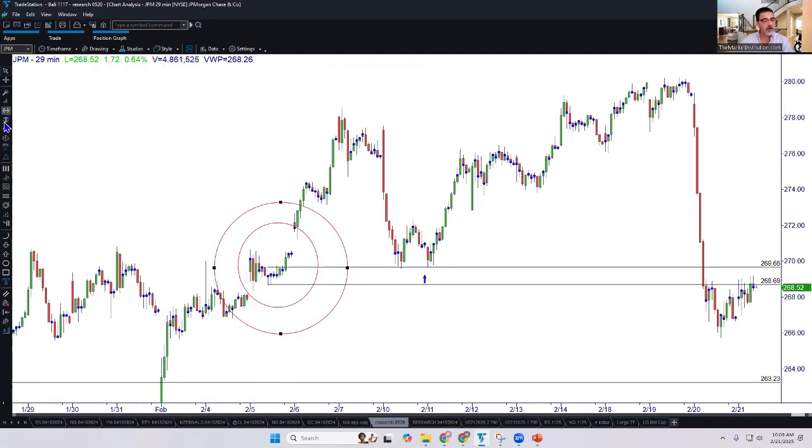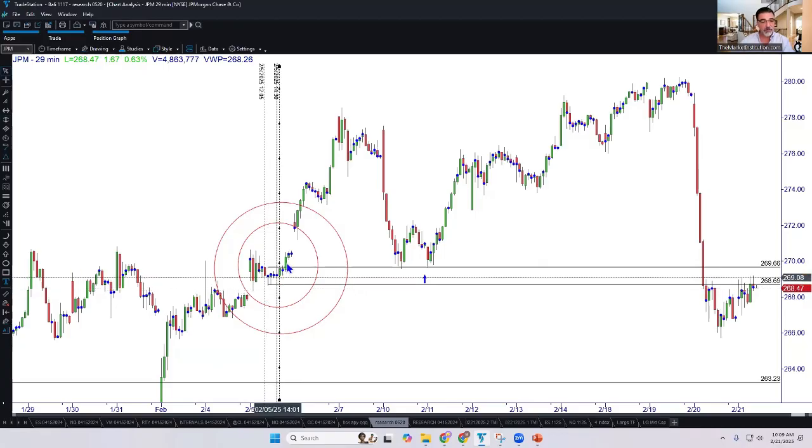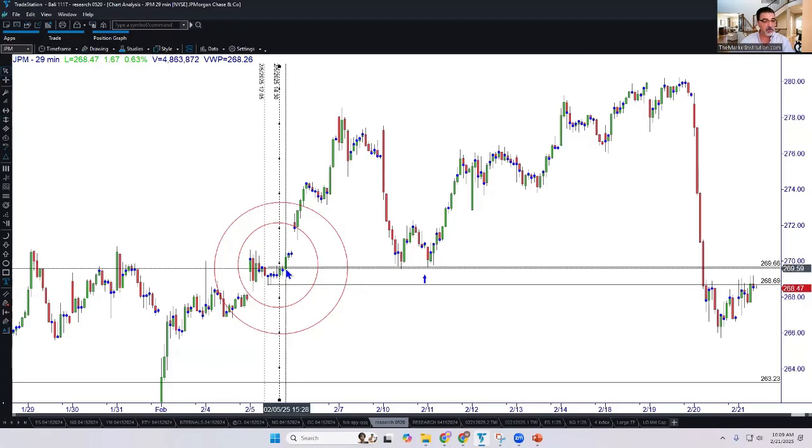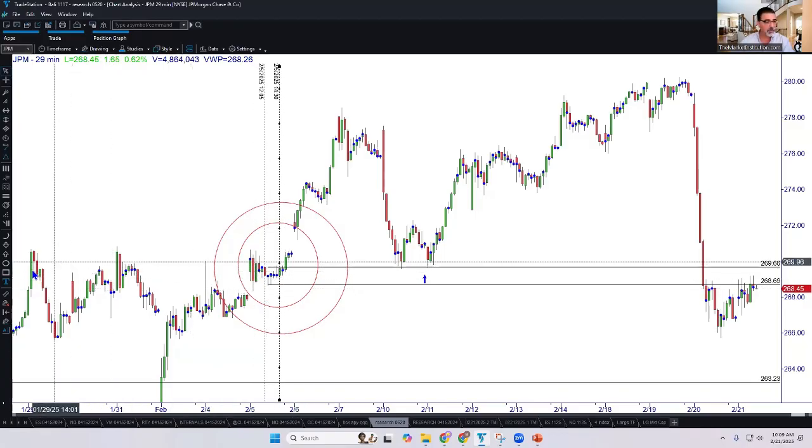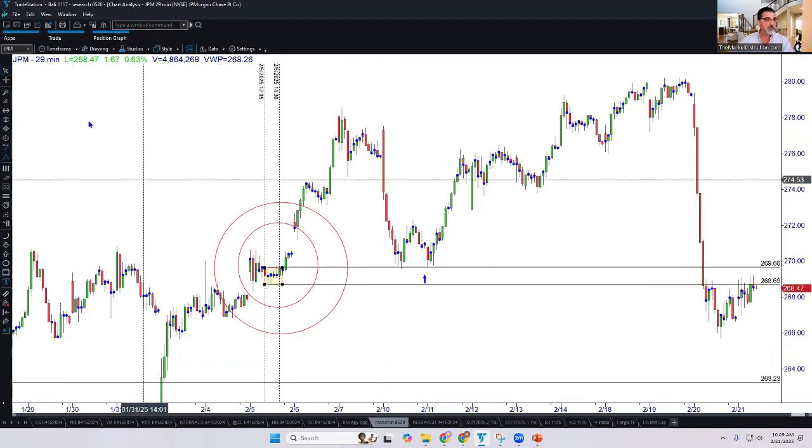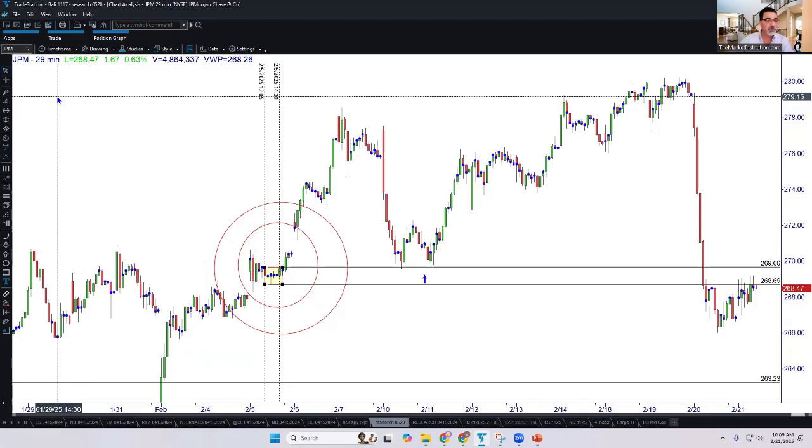Place a vertical line on the leg in. Place a vertical line on the leg out. In between the leg in and leg out, you have only base candles, 1 to 5. The first base candle after the leg out concludes the sequence, and you have that leg, base, leg, base. Now we still have 29 more or 28 more time frames to go down.